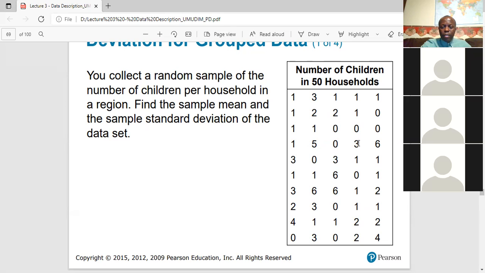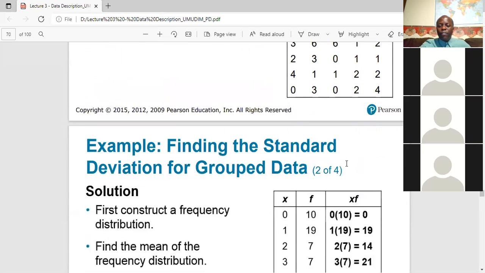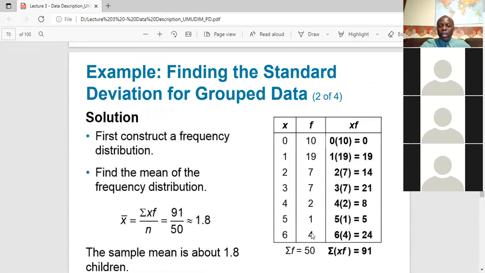11, 12, 13, 14, 15, 16, 17, 18, 19. 19. So 1 is 19 of them. So you follow the same process for 2, 3, and 4. Get all of them together.